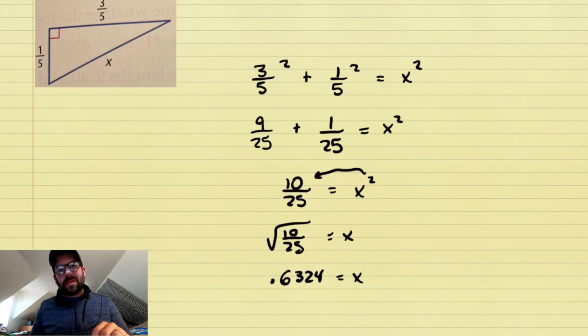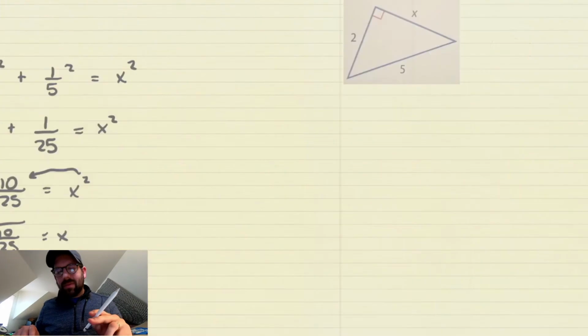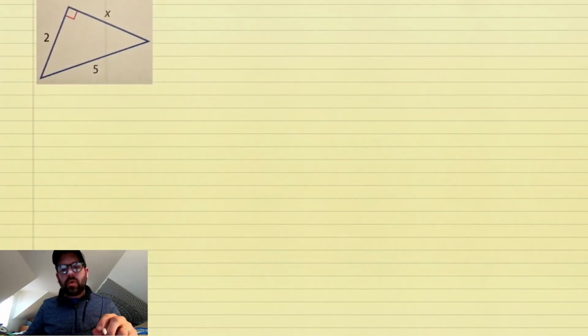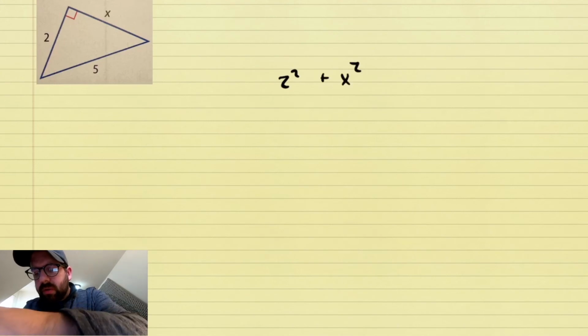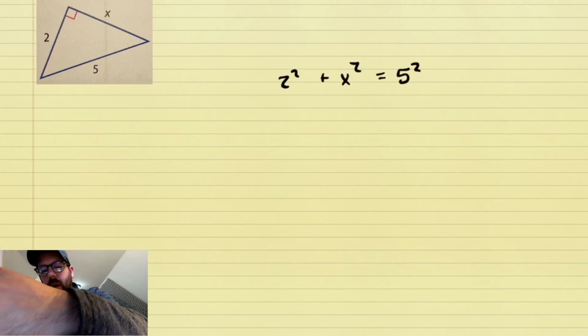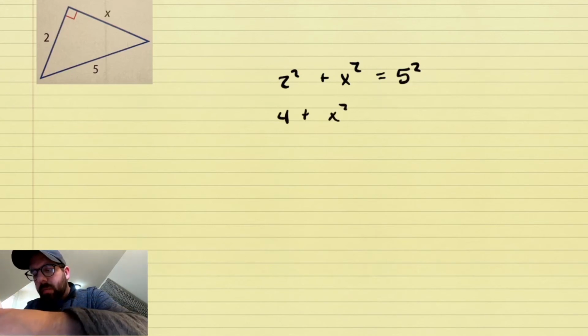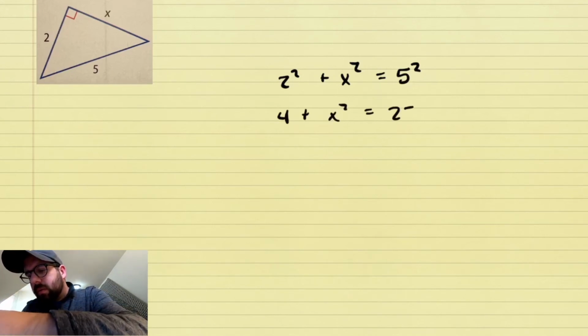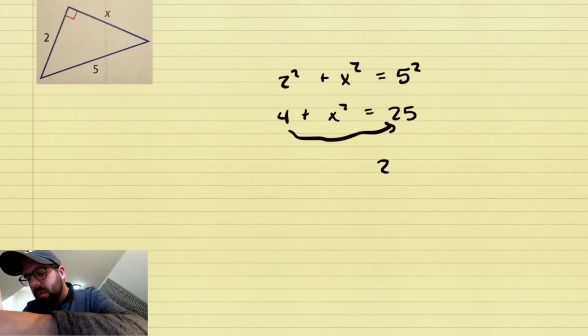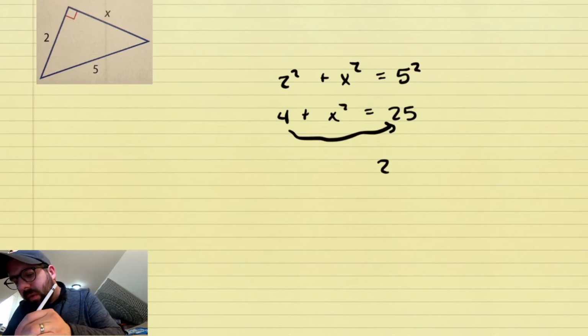But again, it's one of those things, like once you get into these, it's not really that difficult. You just kind of get through the motions of it. Kind of an easier problem here for you. 2 squared plus x squared equals 5 squared. All right, so we have 4 plus x squared equals, what is that, 25? We subtract this over, I get 21. Oh, it's not letting me write that 1 there.